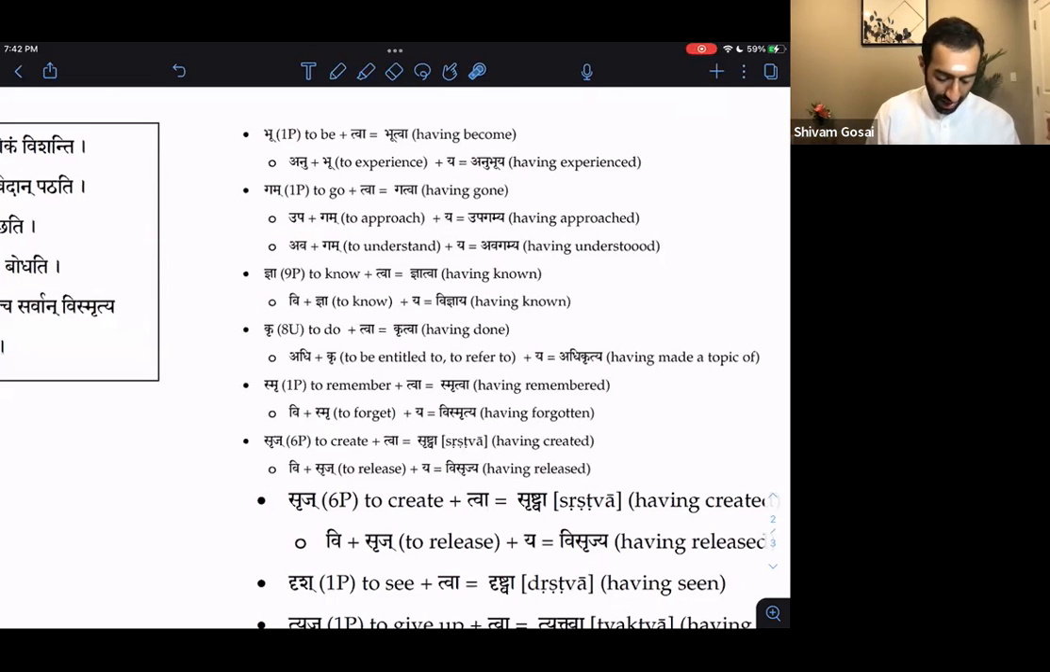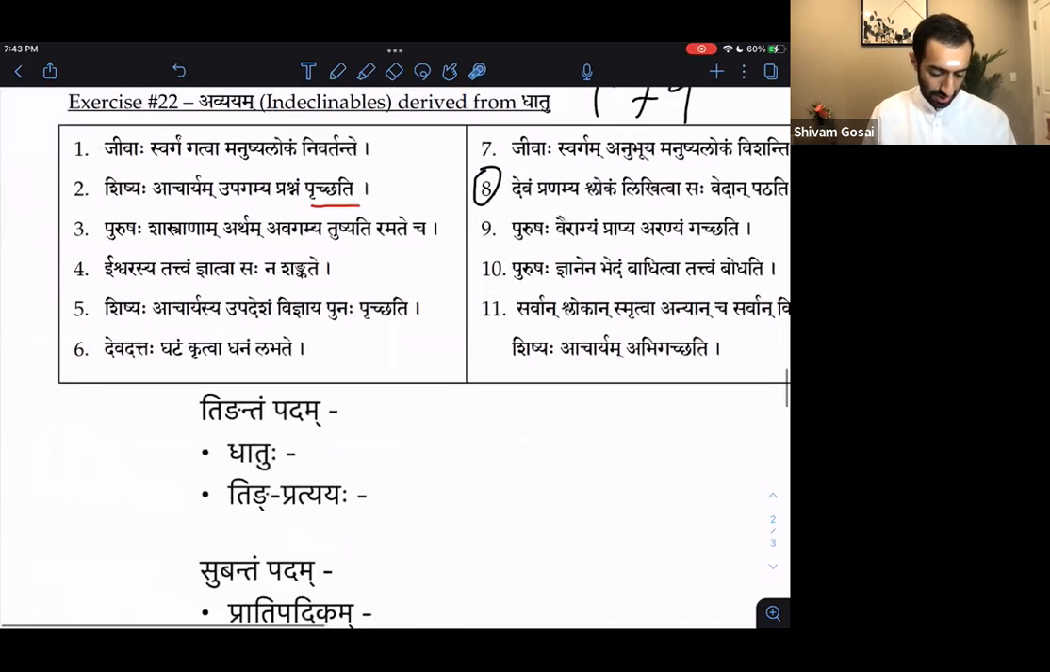And what we would find is upagam, to approach. Sorry, gam means to go, but upagam means to approach. It's a similar meaning, but a slightly different connotation. So upagamya is having approached. Now, just like a verb, we would still want to look for our first case.